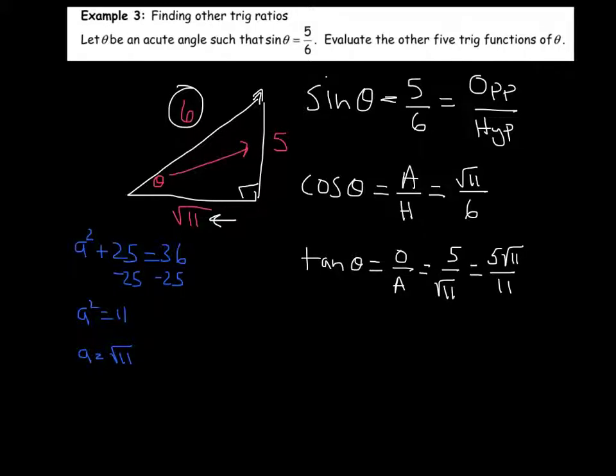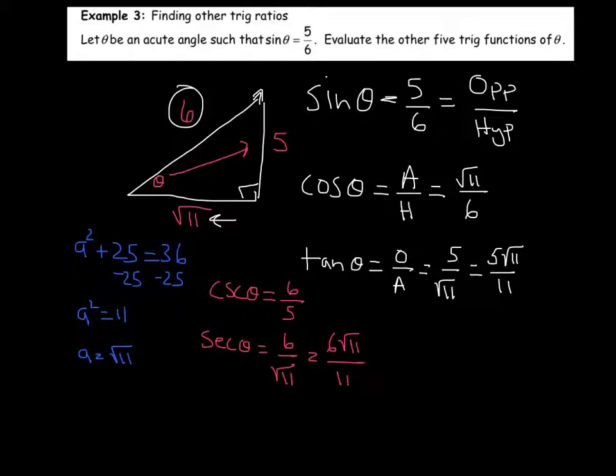So, which one is the reciprocal of the sine? That is going to be the cosecant. Okay, so I'll do those in red. So cosecant of theta is going to be 6 over 5. And then the secant of theta, that's going to be 6 over root 11, which is just the flip or the reciprocal of the cosine, or 6 root 11 over 11.